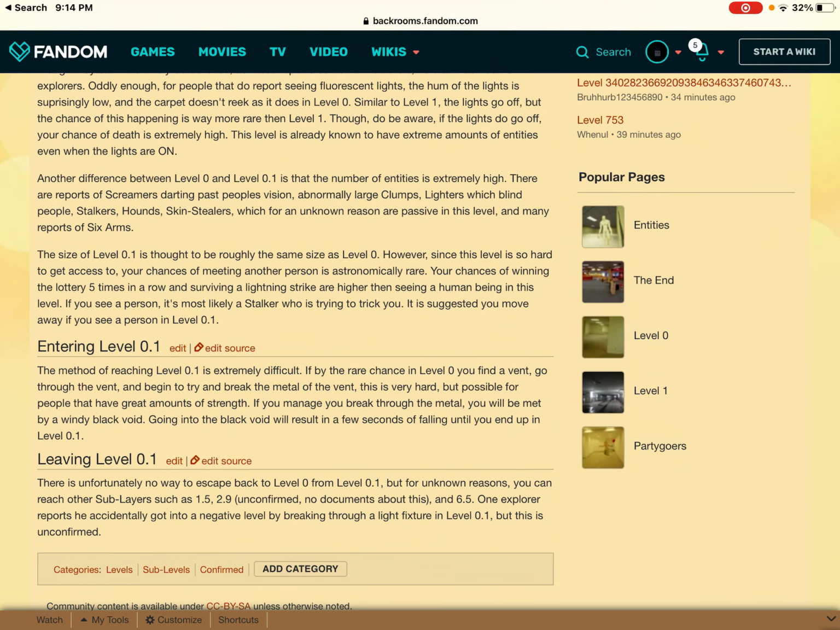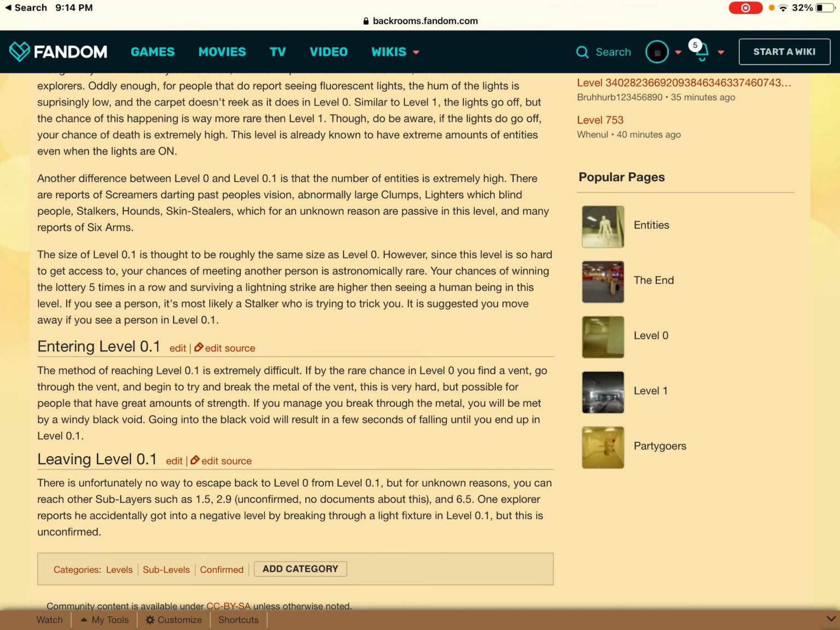Entering Level 0.1. The method of reaching Level 0.1 is extremely difficult. By the rare chance in Level 0, you find a vent, go through the vent, and begin to try and break the metal of the vent, though this is very hard, but possible for people who have great amounts of strength. If you manage to break through the metal, you will be met by a windy black void. Going into the black void will result in a few seconds of falling until you end up in Level 0.1.